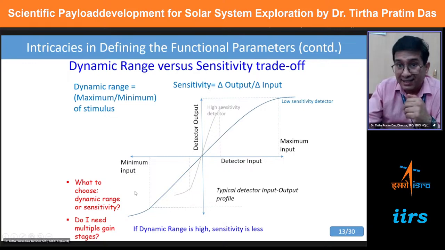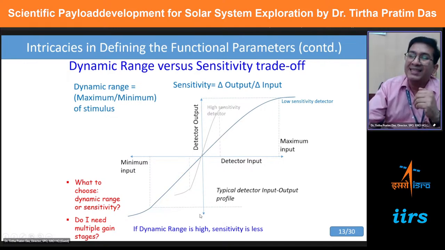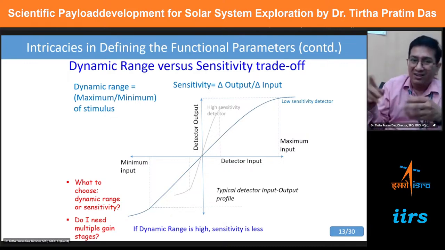Let us consider this graph. On the horizontal axis, I am plotting detector input, and on the y-axis I have plotted detector output. And this is the very reason I told you why I prefer to show the detector as a separate unit and not with the sensor. Okay, it is easy to understand.